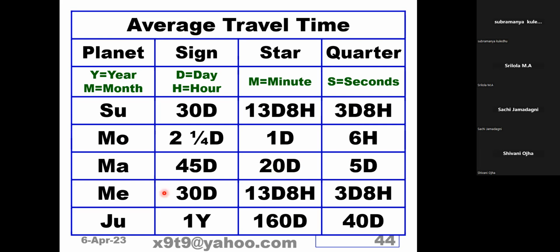Now Mercury takes same thing as Sun. That means same pattern will repeat. That is 30 days for 1 month, 3 days, 8 hours for 1 pada, 4 times of that is 13 days, 8 hours.